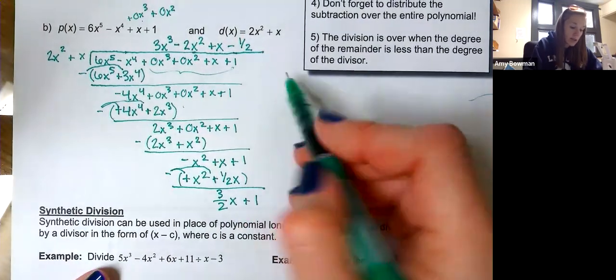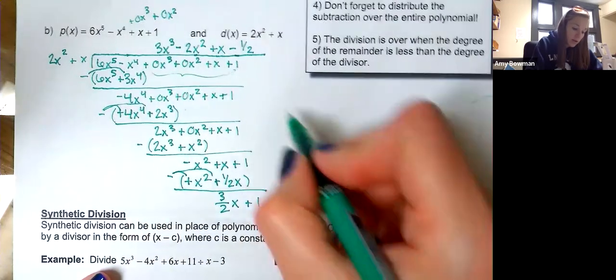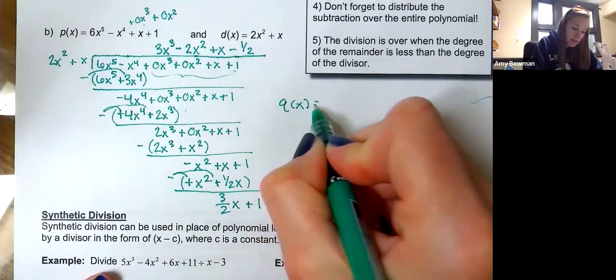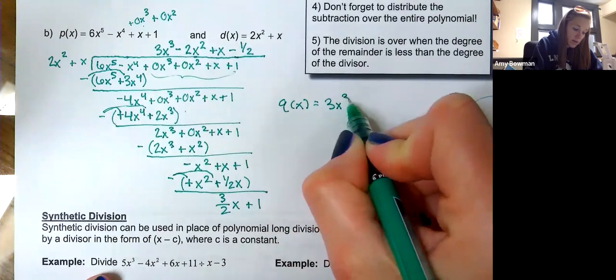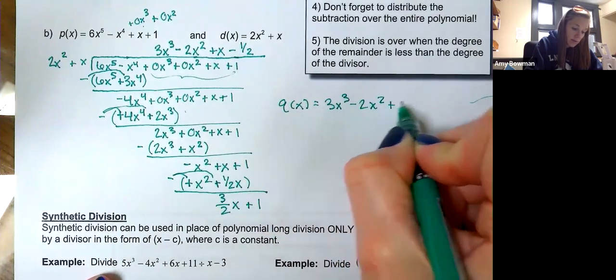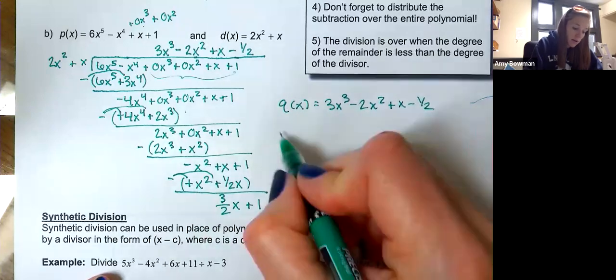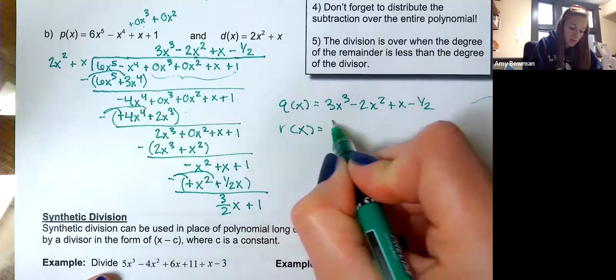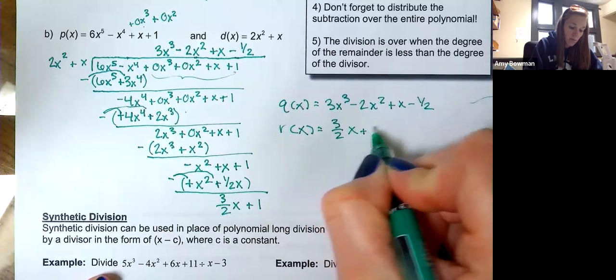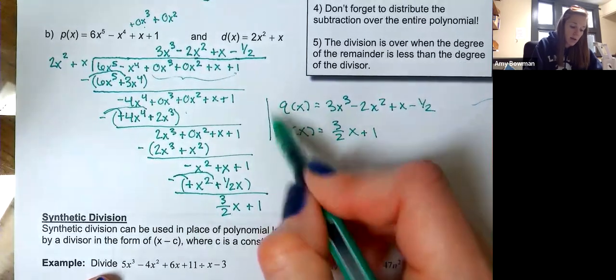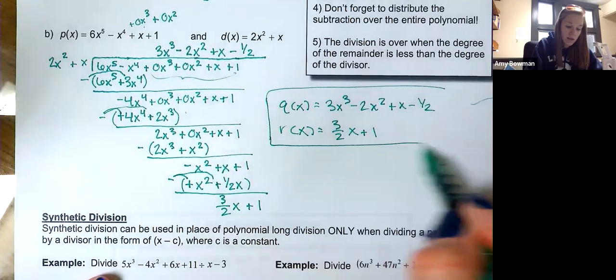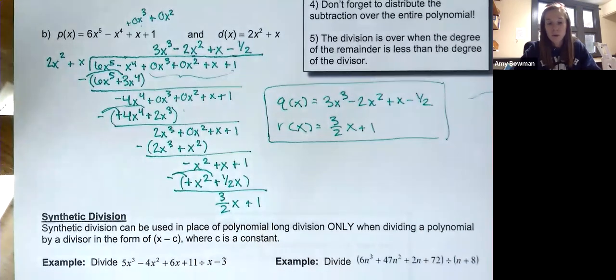So my quotient we have up here, q of x, is 3x cubed minus 2x squared plus x minus 1/2. And then my remainder down here, r of x, equals 3/2 x plus 1. So that is the long division process for polynomials.